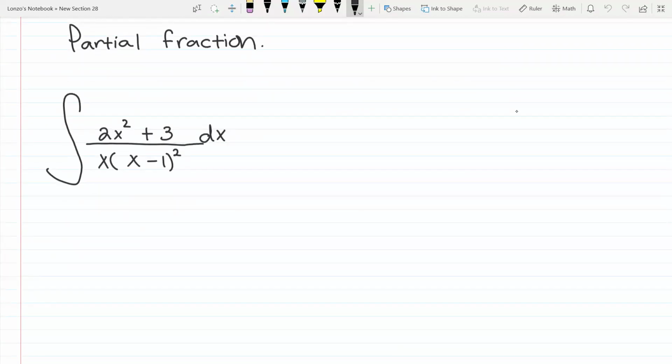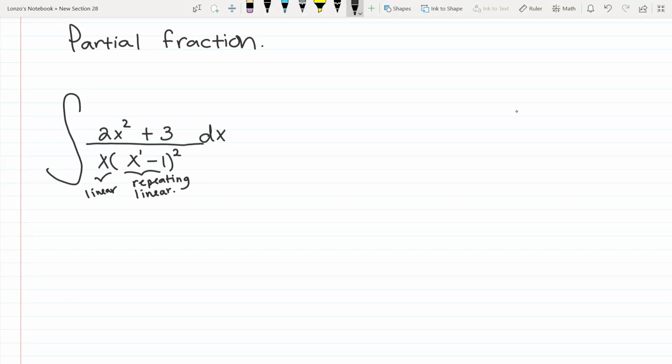We have an x, which is technically a linear, right? And then we have x minus 1 raised to the second power. So this one is a repeating linear, not a repeating quadratic, because this x has a power 1, so it's a linear, but it's repeating because this has a power 2, so it is a repeating linear. Okay. So let's break it down.